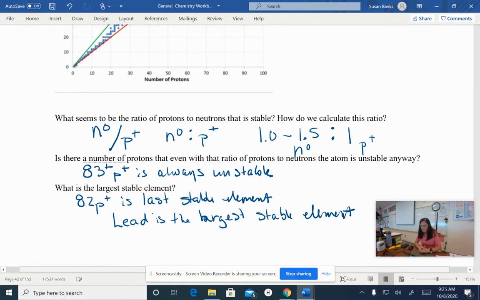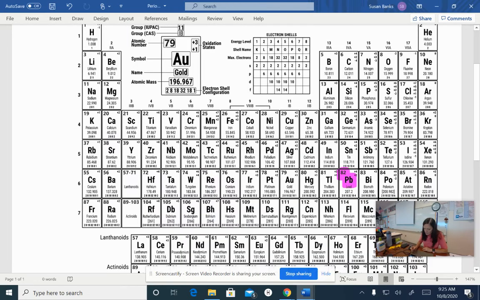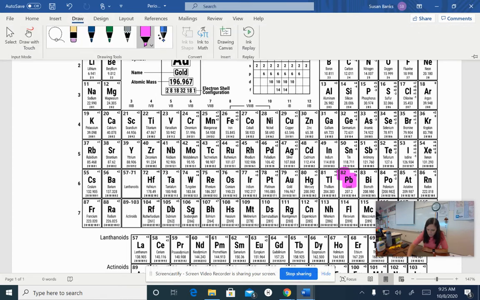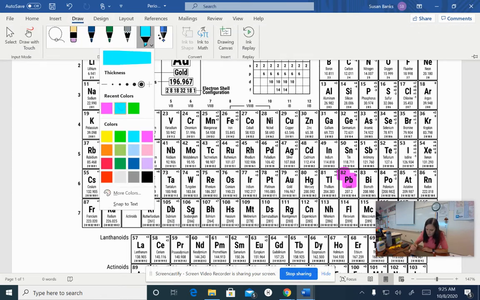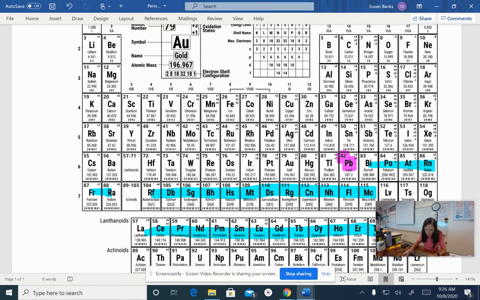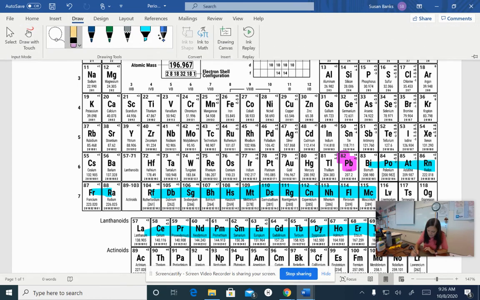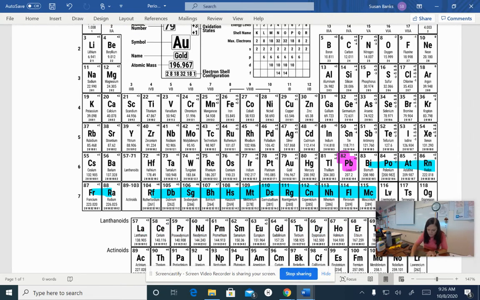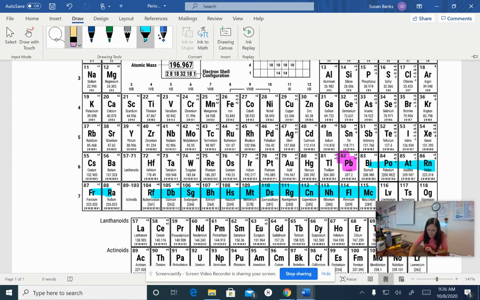Every element beyond lead on that periodic table. So let's go back to that periodic table and let's switch colors here. Every element beyond lead: bismuth, polonium, astatine, radon, radium, francium, all of these elements, and even these down in the lanthanide, actually, not the lanthanide series. Let's erase that. The lanthanide series are just fine. It is the actinide series.